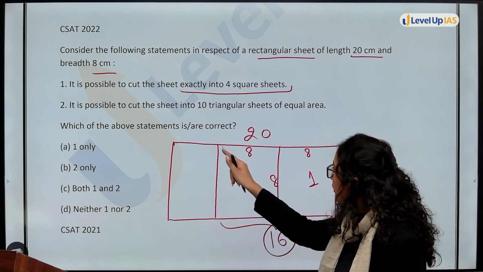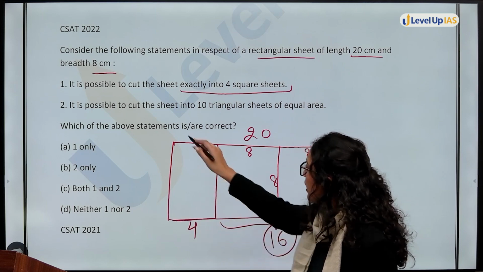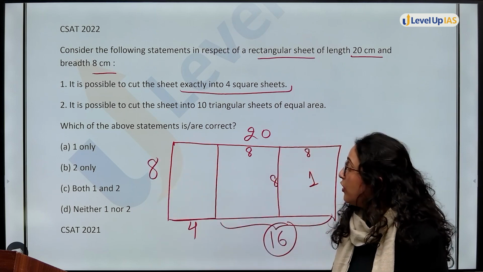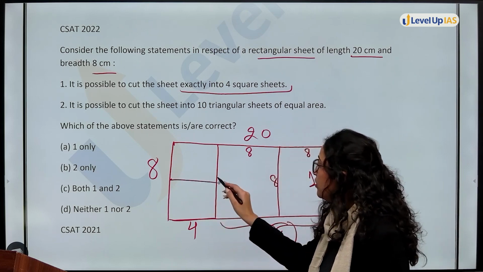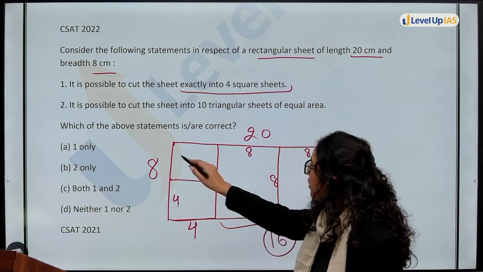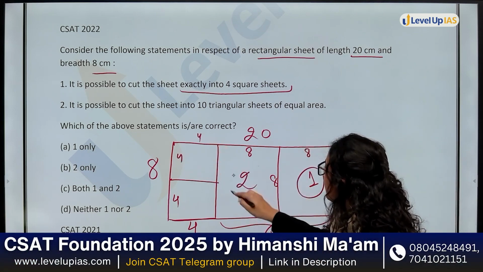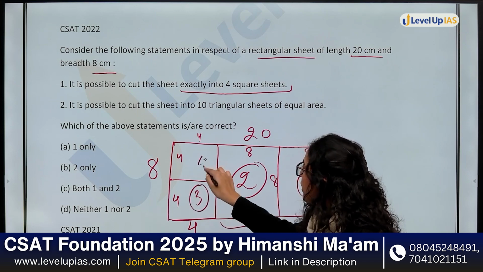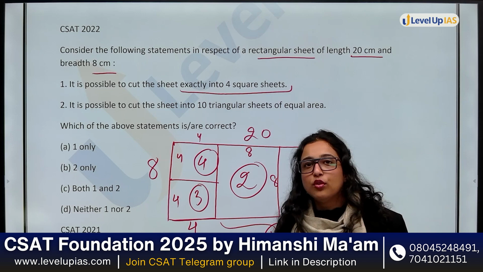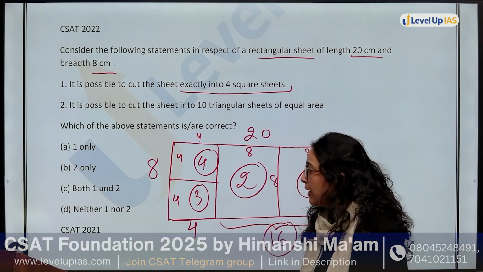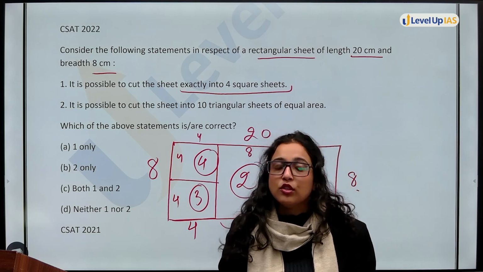Now I am left with this rectangle where this length is 4 and this length is 8. Now if you want to make it into 2 squares, obviously you divide this length into 2. So what will you have? 4, 4, 4, 4. Square number 1, square number 2, square number 3 and square number 4. So is it possible to divide this rectangular sheet into 4 squares? Yes, it is possible.